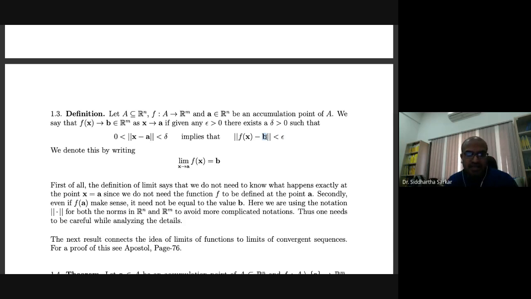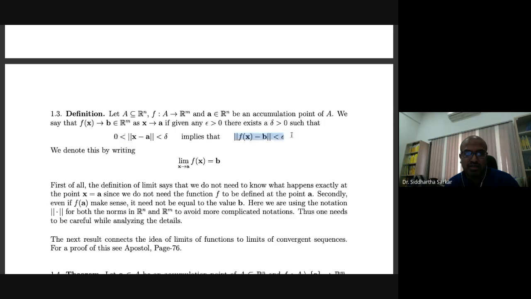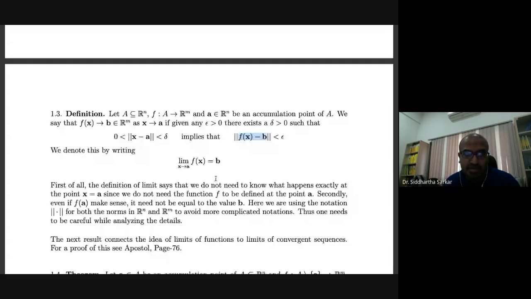Again, in this case, we are intentionally excluding the point x equal to a because we don't need to know what happened at the point x equal to a. In case f is defined at a, even then this difference might not be zero. If I include x equal to a in this situation, it might happen that f(x) need not be equal to b for x equal to a. So this is again the same kind of definition you see in real analysis.